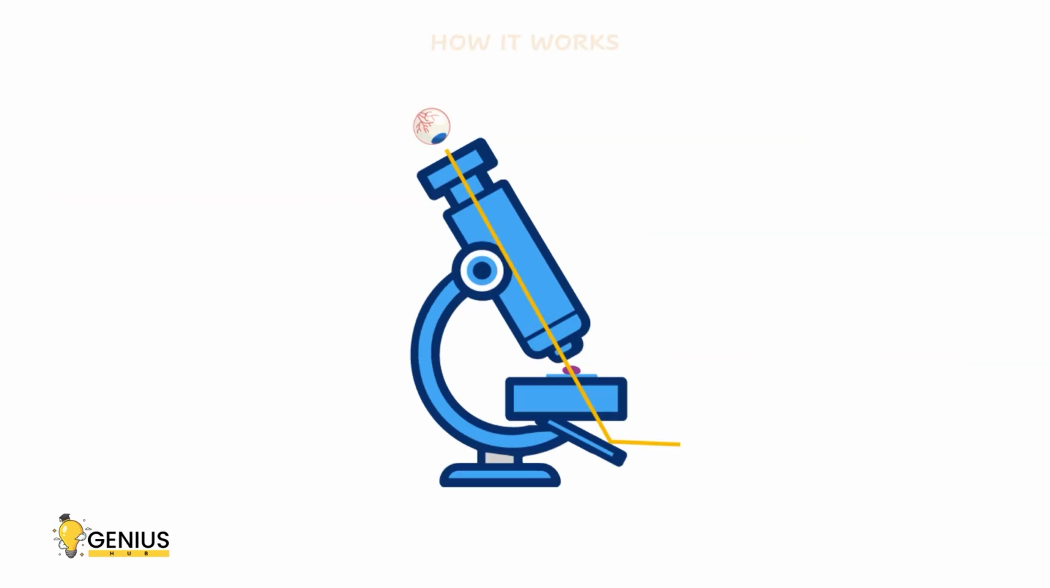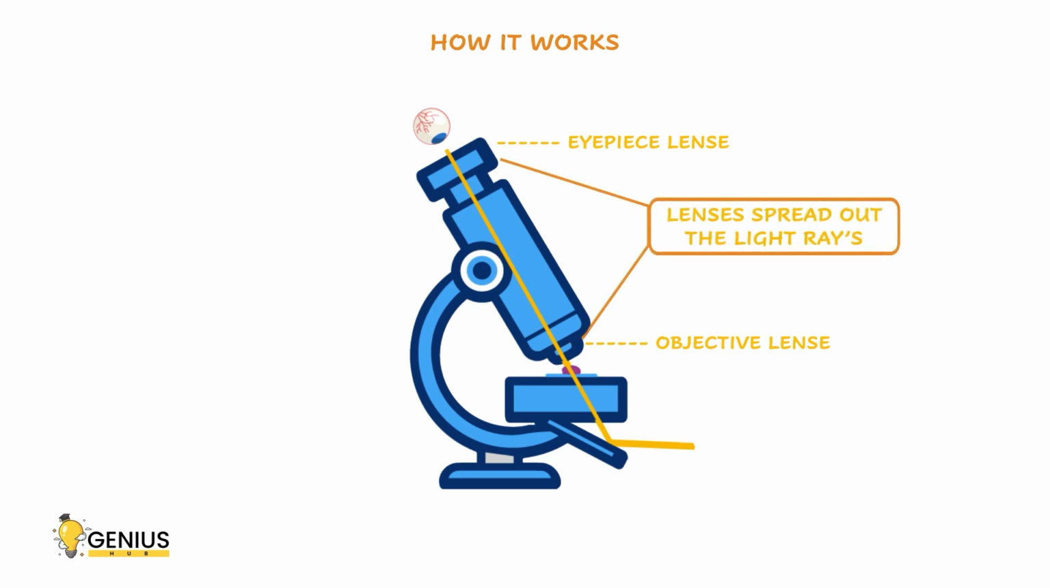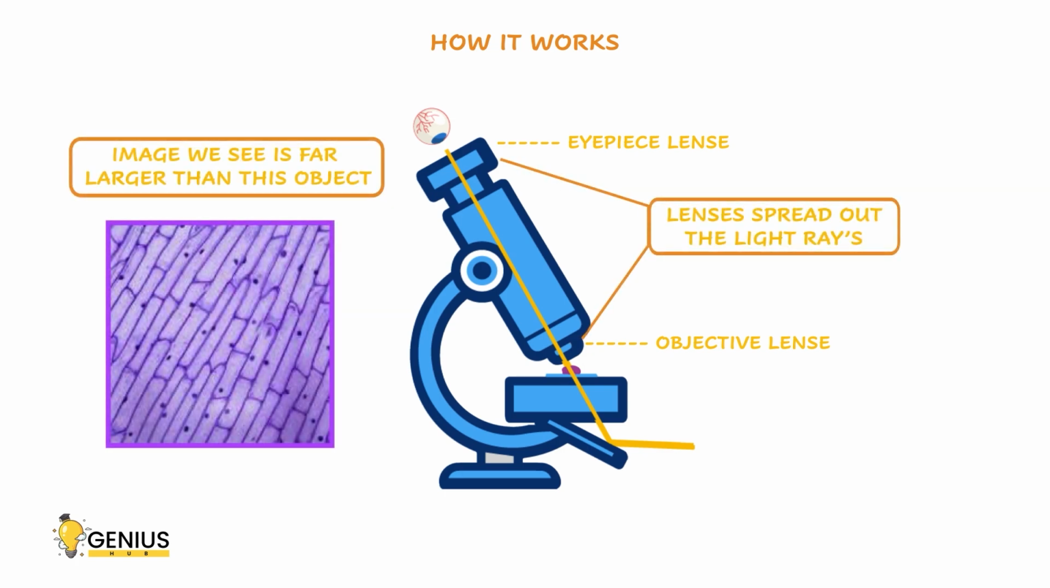Now, let's see how light microscopes work. Light from the room hits the mirror and reflects up through the object we are looking at. Here, the light passes through the onion cells on the stage. It then moves through an objective lens, the eyepiece lens, and finally reaches our eye. The lenses spread out the light rays, making the image look much larger than the actual object.